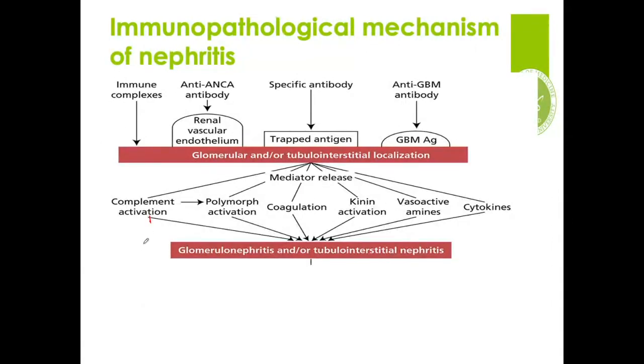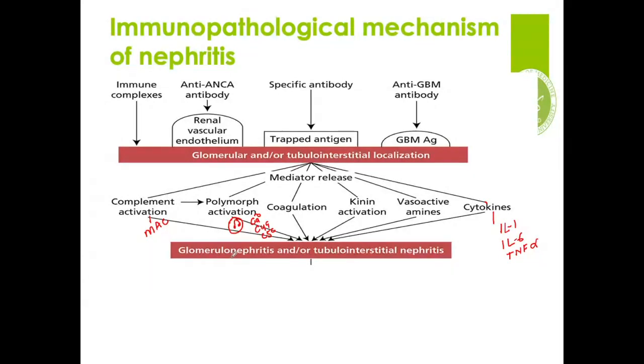So they result in MAC formation, and polymorph activation means that the neutrophils will be called upon by C3a, C4a, C5a at the site of inflammation. At the same time, coagulation factors are triggered, kinin activation takes place, and vasoactive amines play a very important role, like histamine, prostaglandins, leukotrienes, and a lot of cytokines, in particular the pro-inflammatory cytokines IL-1, IL-6, and TNF-alpha. So these are all produced by this activation at the glomerular region or at the tubulointerstitial region.